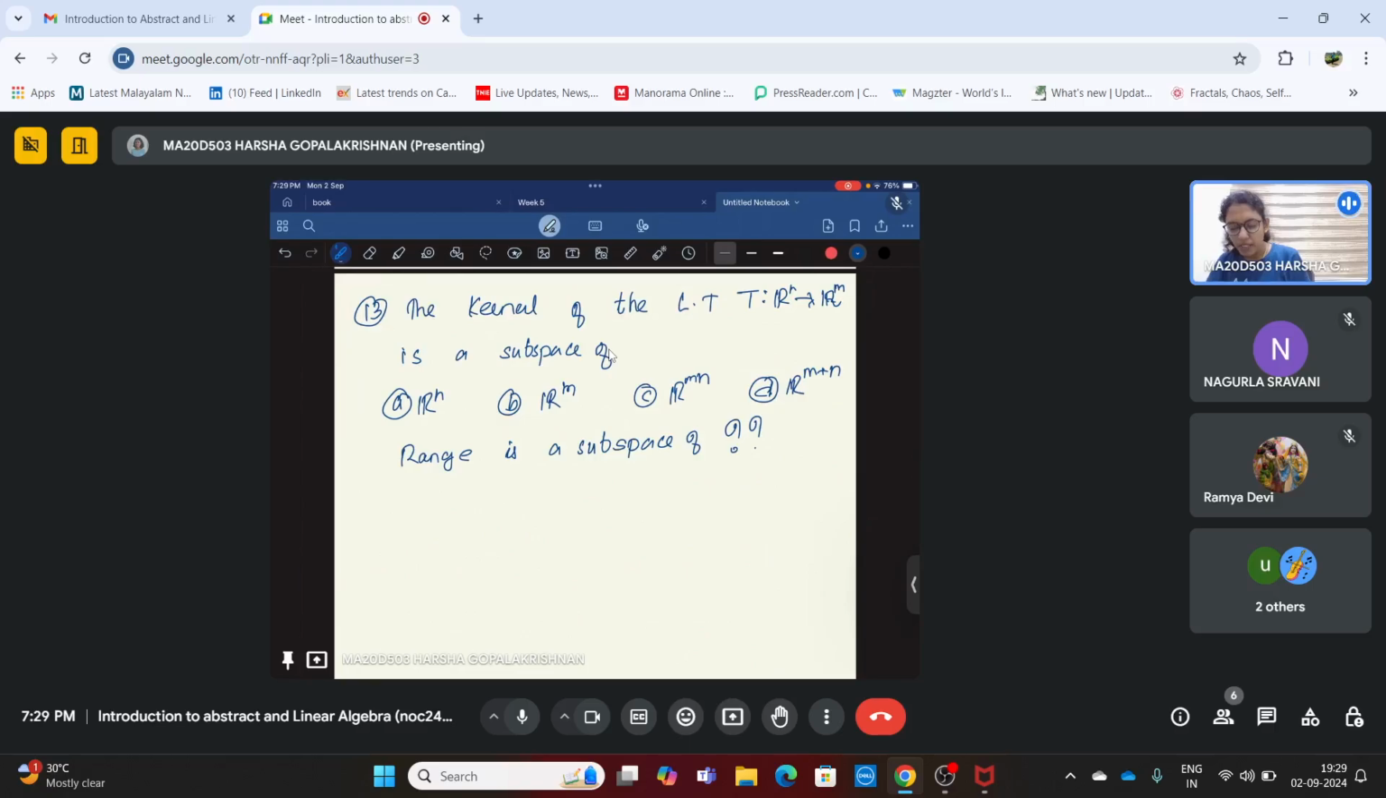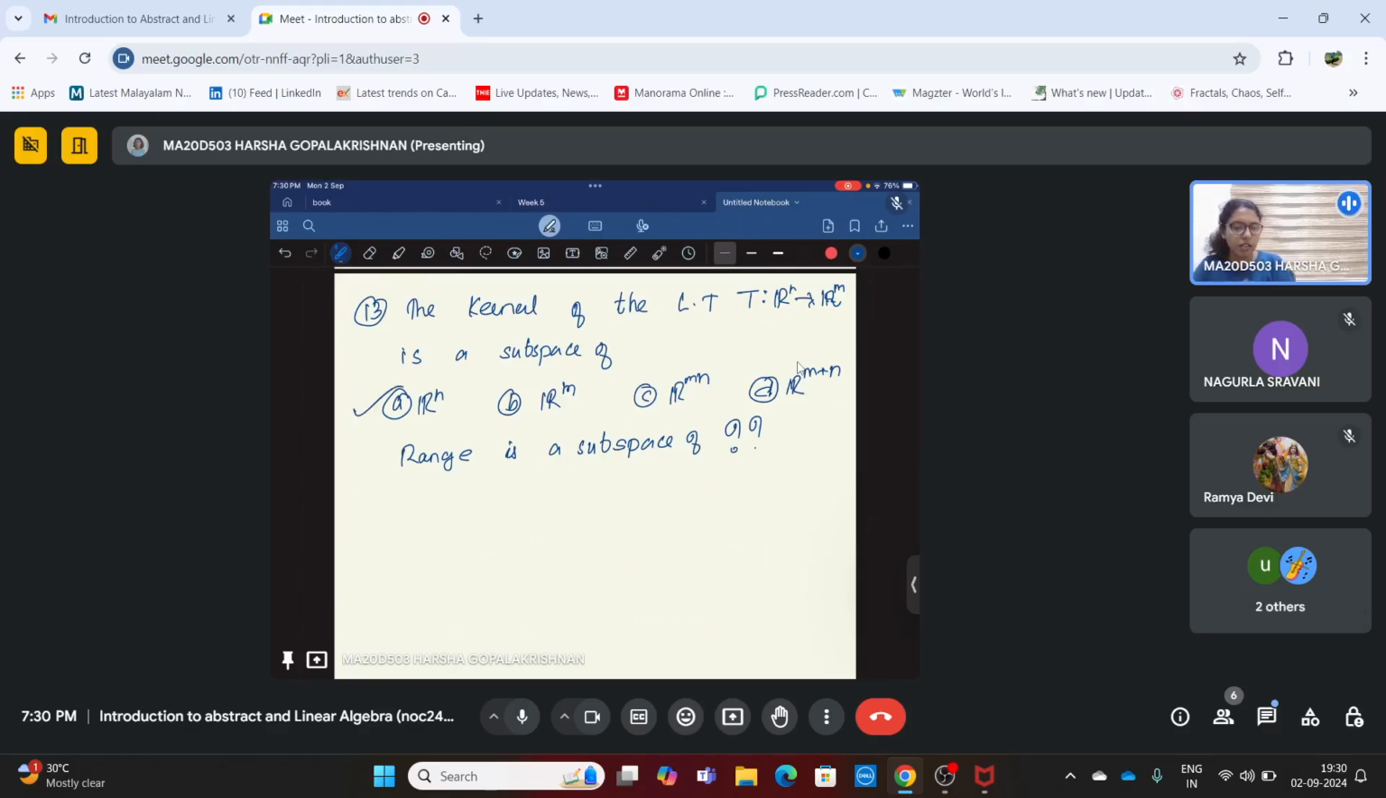Yeah, this is again a repetition. Let me just ask you. The kernel of a linear transformation from Rn to Rm is a subspace of Rn, or Rm, or Rmn, or Rm plus n. Which one is the correct answer? Kernel is a subspace of which space? Domain or codomain? That is the question. Think from the definition of domain. That means Rn. Rn is the domain here, right? So option A is the correct answer.